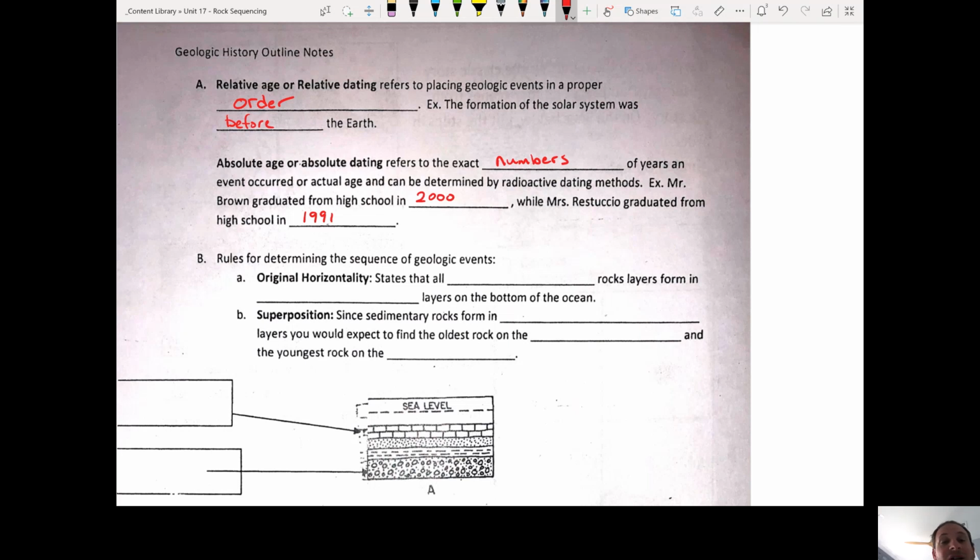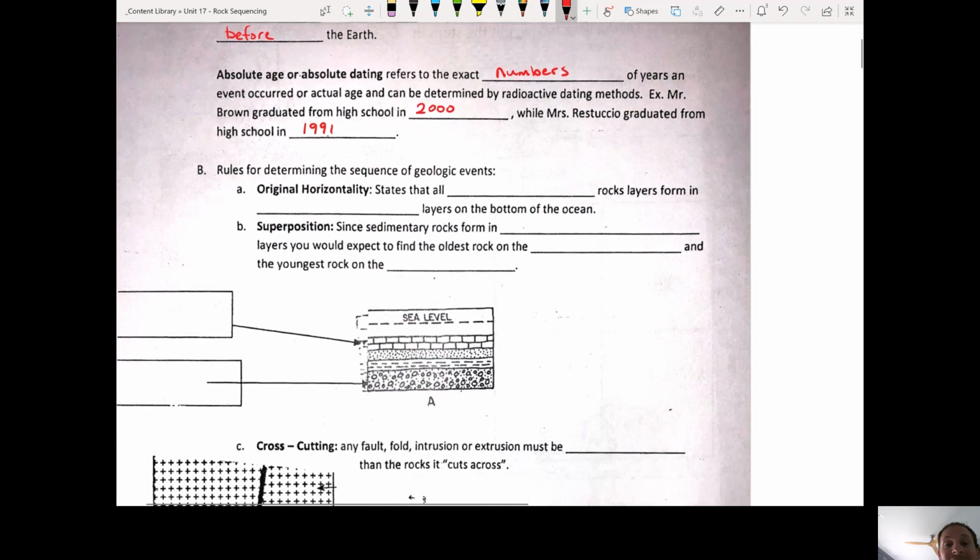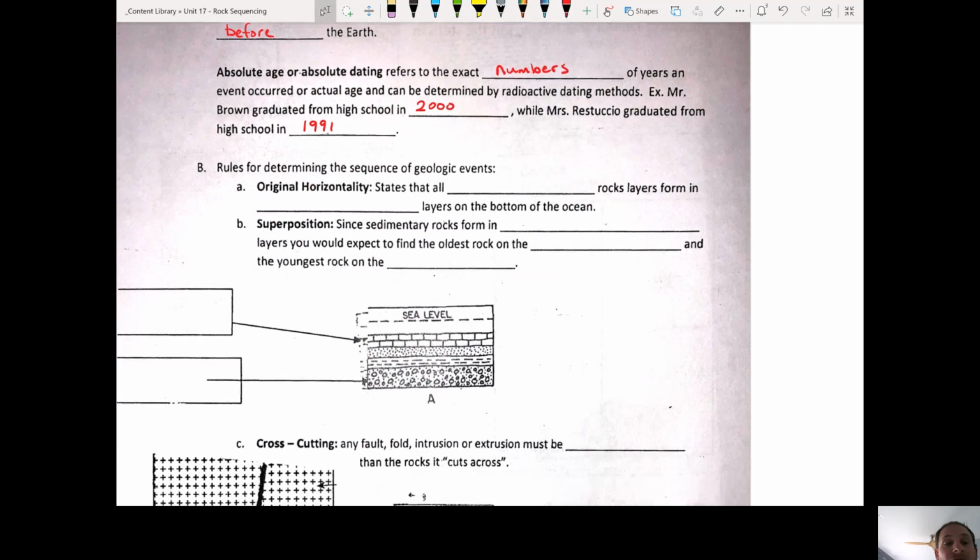Okay, now to determine relative age, we got to really examine and analyze the rock layers, and there's some rules that we got to abide by when we're looking at relative age. For absolute age, we use radioactive decay to get an actual number. So the first rule for determining sequence or relative age is called original horizontality. This states that all sedimentary rock layers form in horizontal layers on the bottom of the ocean.